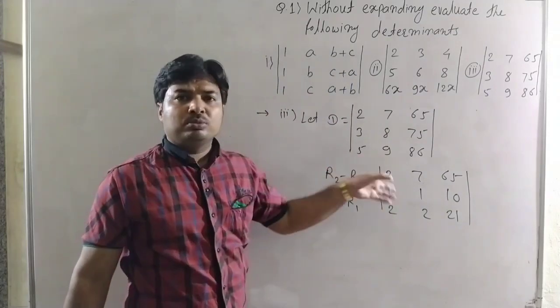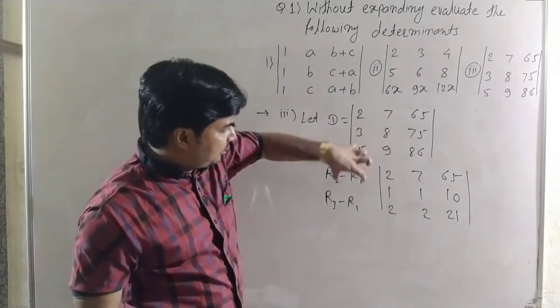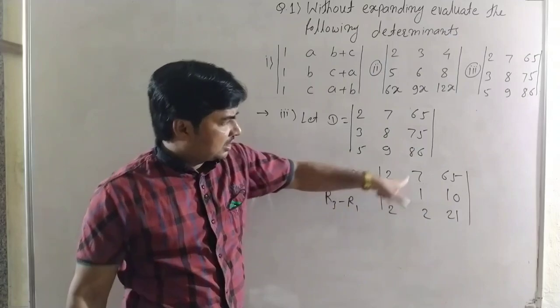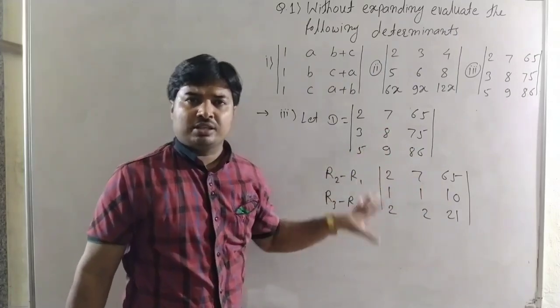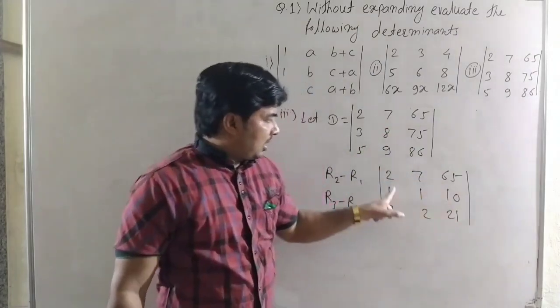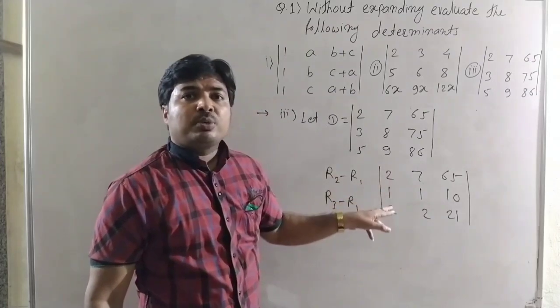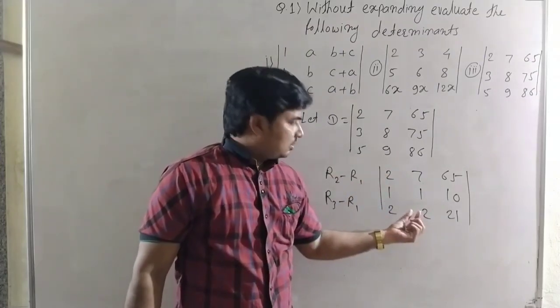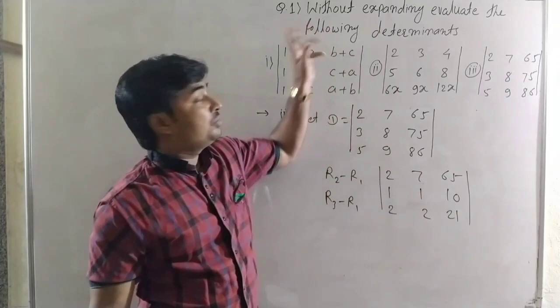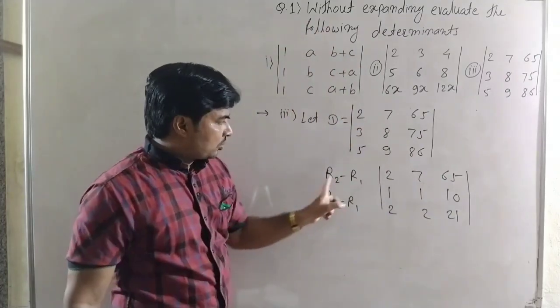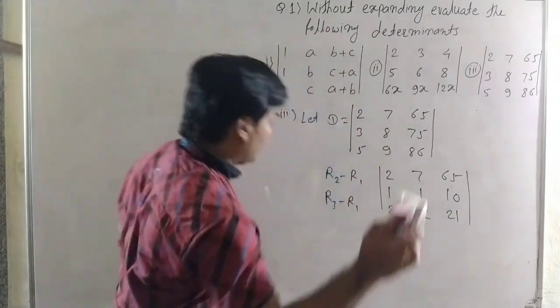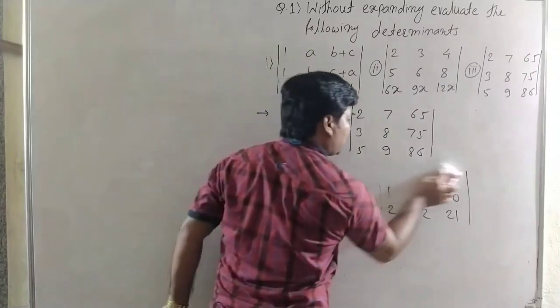So we cannot perform this transformation because after using it the value of the determinant cannot be preserved. After expanding you can find the value of this determinant, but the question is without expanding. So the row transformation cannot be performed; we perform the column transformation.